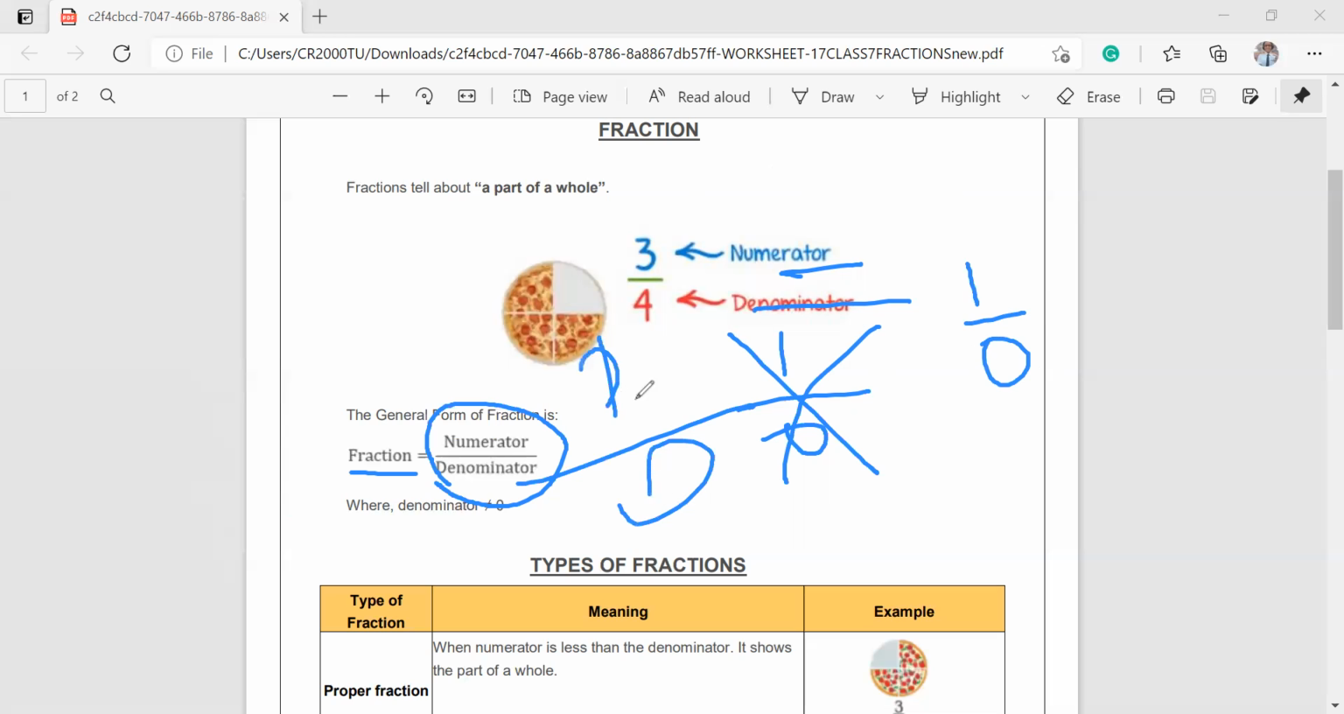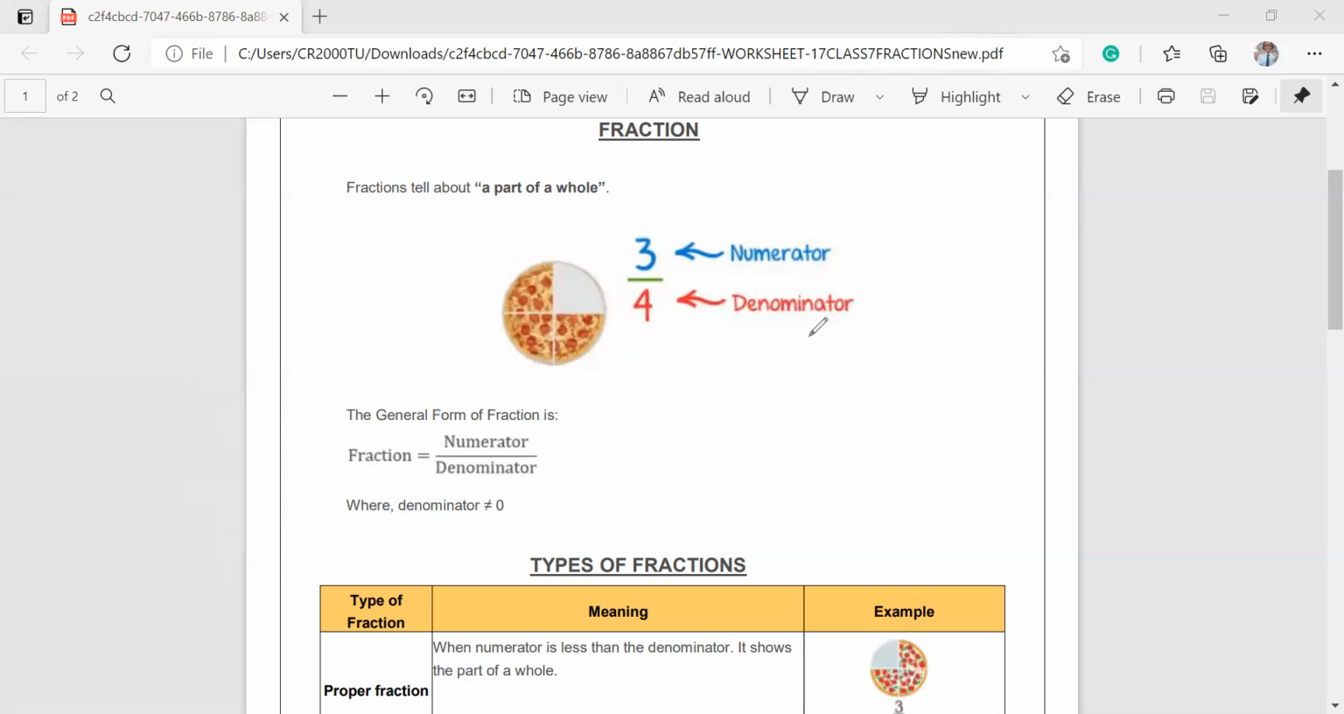If any number is there, 2 is there, 3 is there, 23 is there, or any other number, that cannot be divided by 0, because if we multiply 1 by 1, what is the answer? 1.